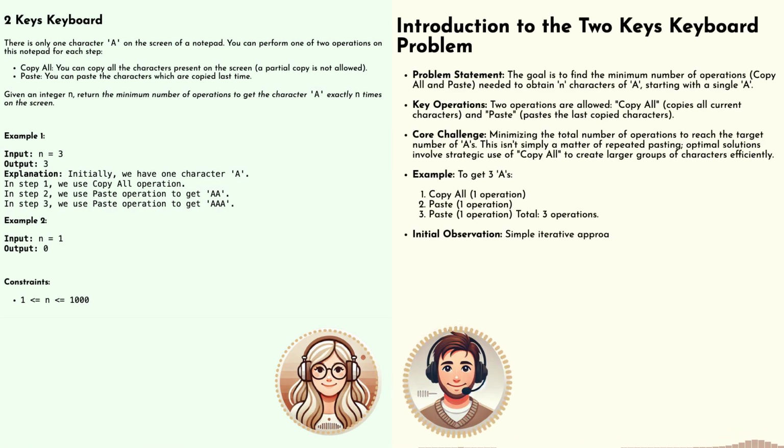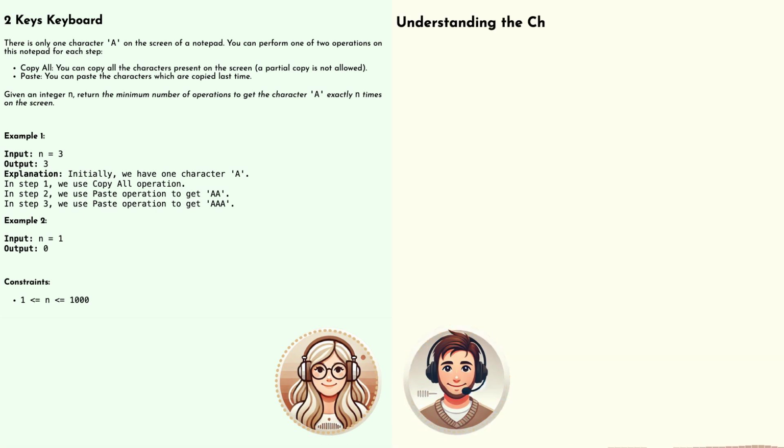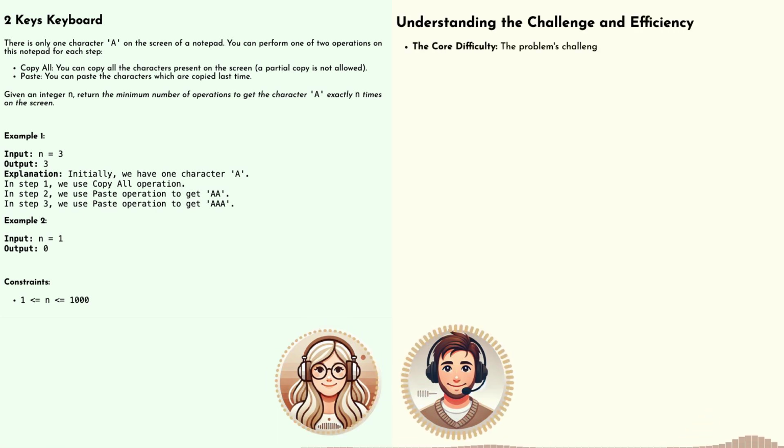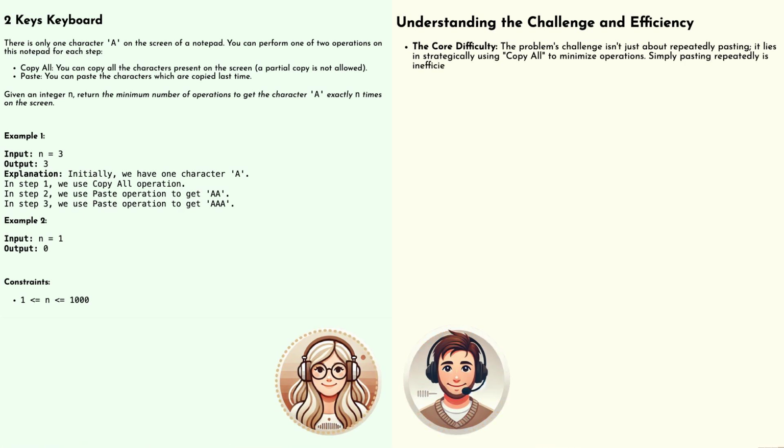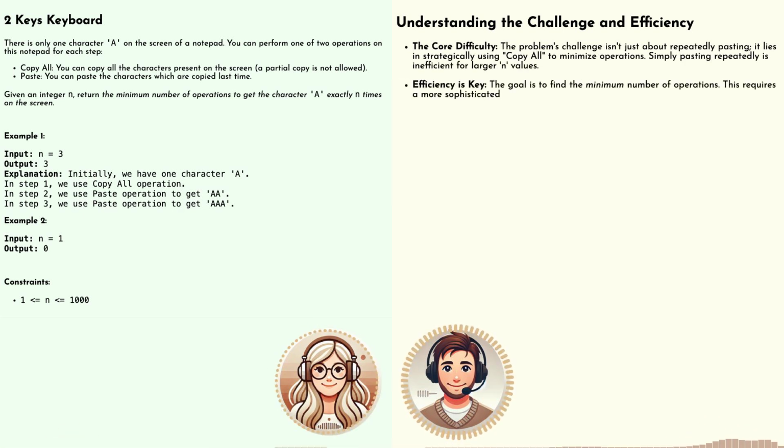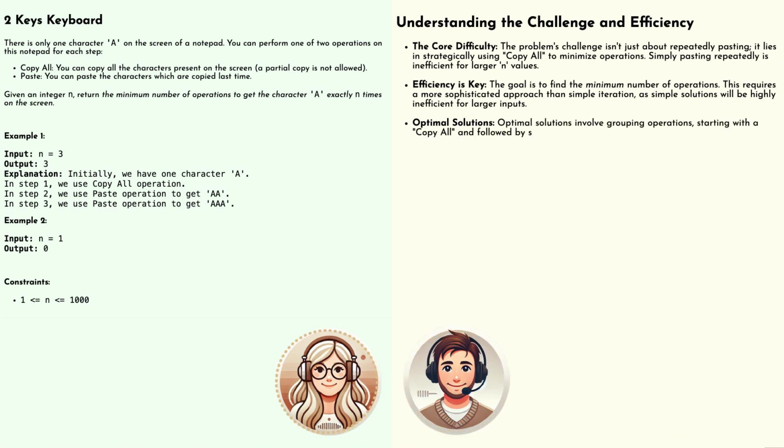Today, we're going to do a deep dive into a problem that's all about finding the best way to get things done efficiently. And you can think about it this way. You're working with this very minimalist text editor, the kind that just has two commands, copy all and paste. You start with a single A on the screen, and your goal is to get to n number of A's. But the catch is that you want to do it in the fewest steps possible.